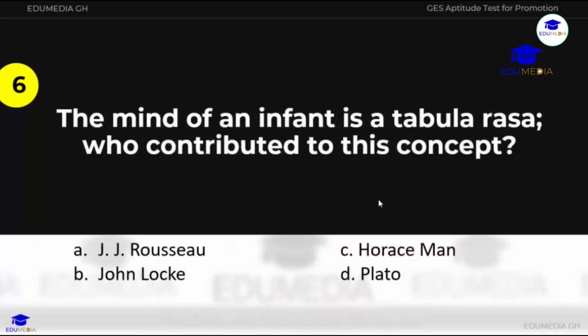Question number 6. The mind of an infant is a tabula rasa. Who contributed to this concept? A. J. Russell, B. John Locke, C. Horace Mann, and D. Plato. The correct answer here is B. John Locke. Now, John Locke is an English philosopher. He proposed that the mind of a newborn infant is a tabula rasa, or a blank slate, on which experience needs to be written on.